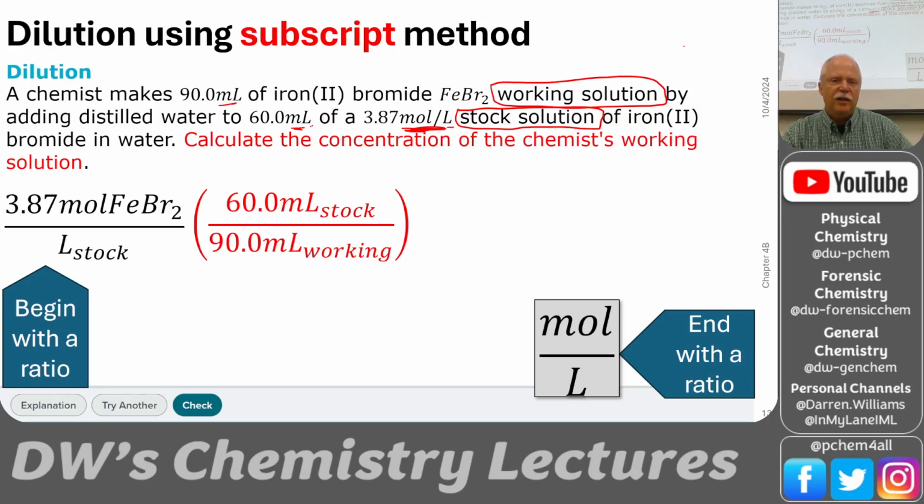And how do I know that that should have this subscript stock on it? Well, look up the problem. It's 60 mils of the stock solution right there in the text. So I'm going to put stock as a subscript on that volume. And then I want 90 mils of the working solution. So it says right here, 90 mils of the working solution. Okay, so that's going to have this subscript working.